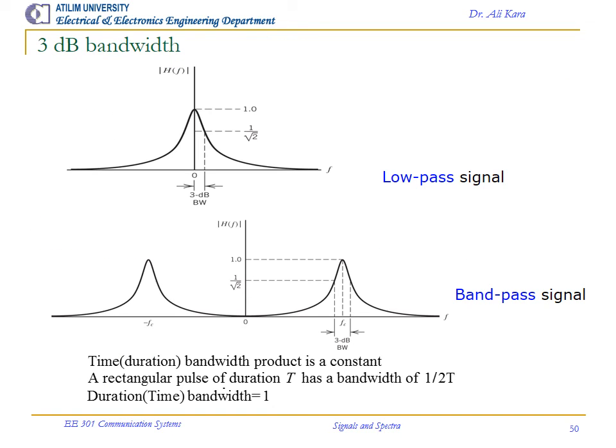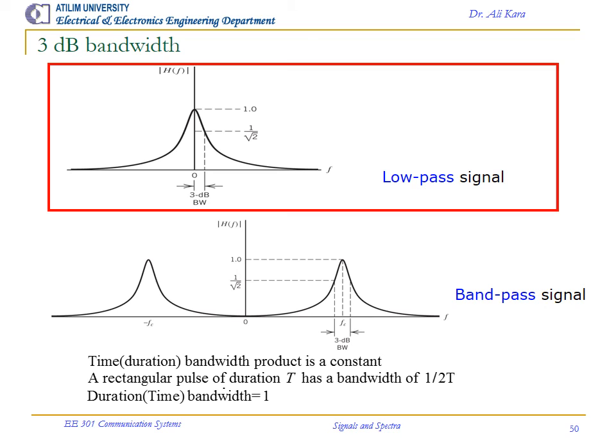3 decibels bandwidth. 3 decibels bandwidth is a popular definition of bandwidth. It is also called half-power bandwidth. For low-pass signals, 3 decibels bandwidth is defined as the separation between zero frequency, where the amplitude spectrum attains its peak value, and the positive frequency at which the amplitude spectrum drops to 1 over √2 of its peak value.